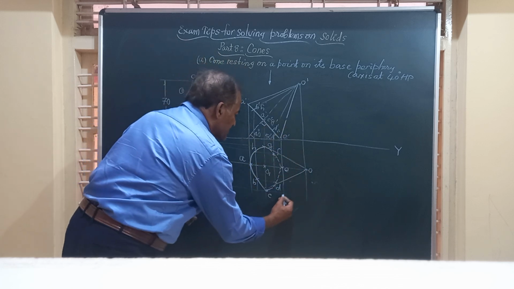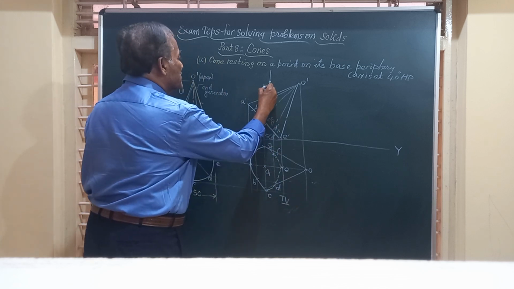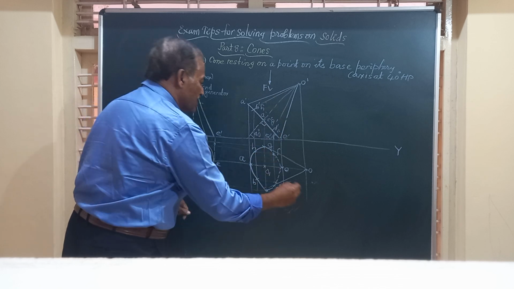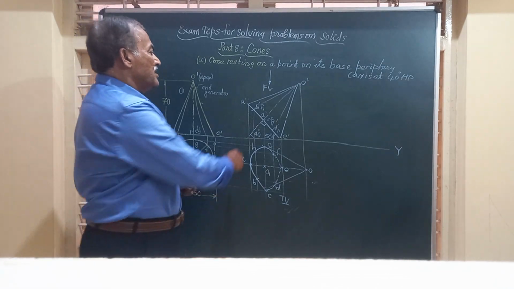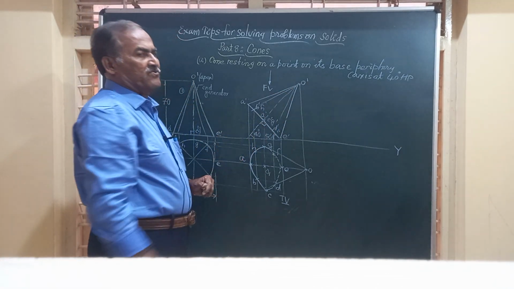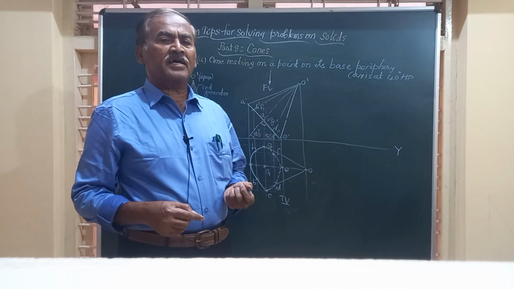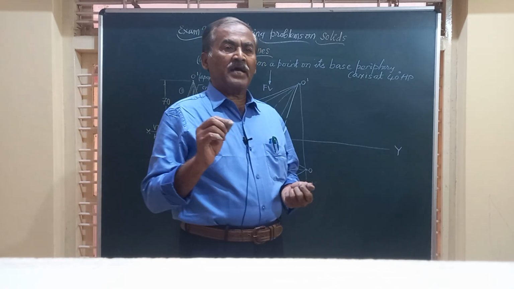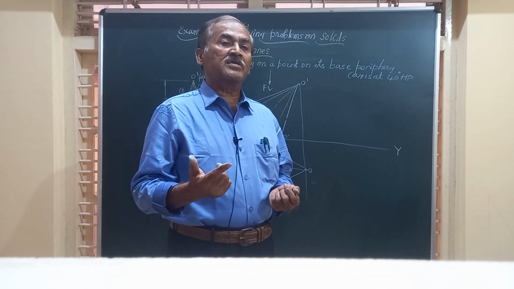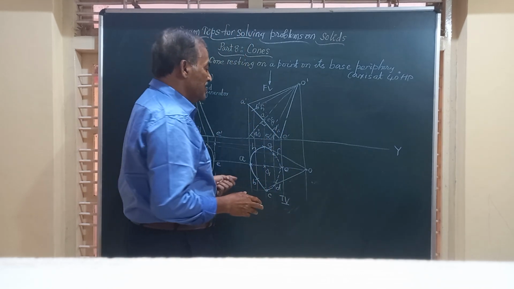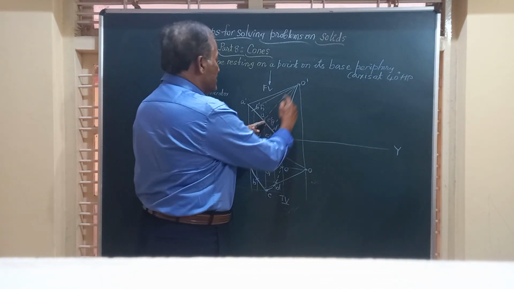Friends, this will represent the top view of the solid, and this is the front view of the solid, and this half the portion is not visible. Now the axis of the solid is parallel to VP but is inclined at an angle of 40 degrees to HP. Friends, the final question will be that they will ask you to draw its projection when the axis is inclined at 40 degrees to VP, say 30 degrees to VP.